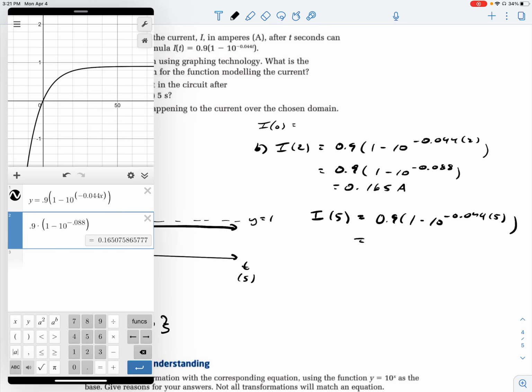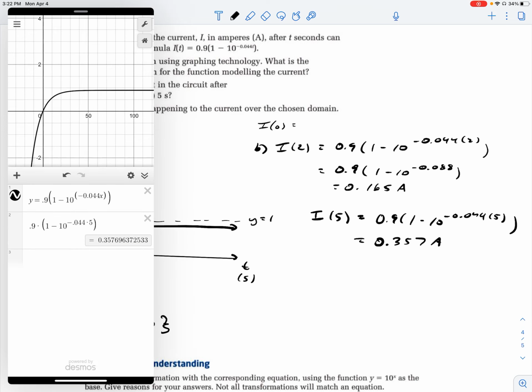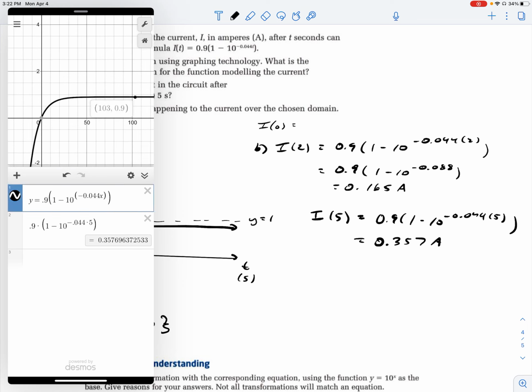So 0.044 times 5. There we go. So it looks like it's 0.357. So it's kind of slowly increasing. It's probably going to take a long time to get close to 1. Like you can see, if I plot the point on here, it's not till it's like 100 seconds that it's close to 1 amp.